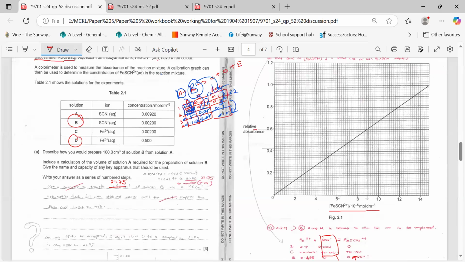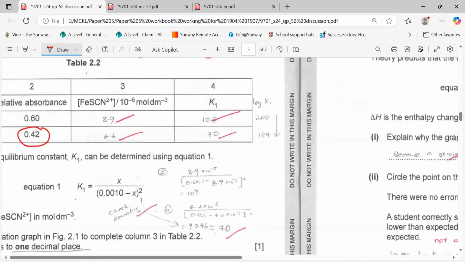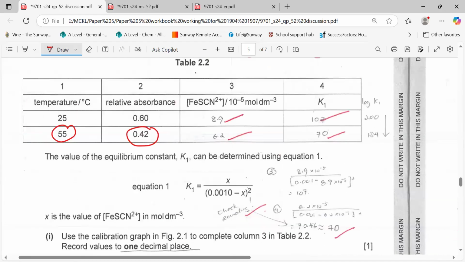0.6 is here. If you look down here, I got around 8 point something, or 8 point something to 9. 0.4 absorbance, it will come down here, 6 point something. All right. So I transfer the data, 8.9 and 6.2 in one decimal place. They said 1 dp. I put 8.9 and 6.2.